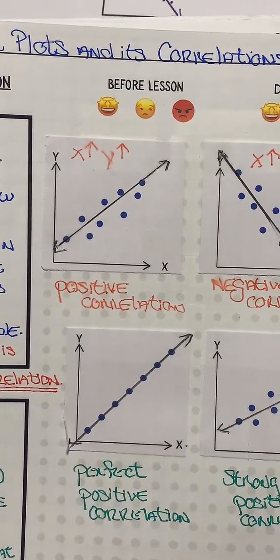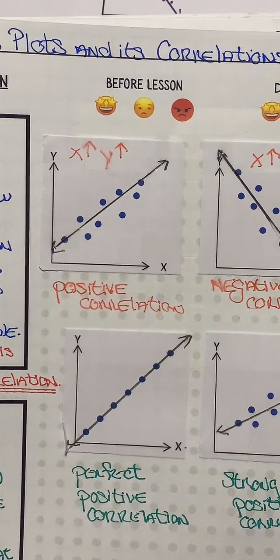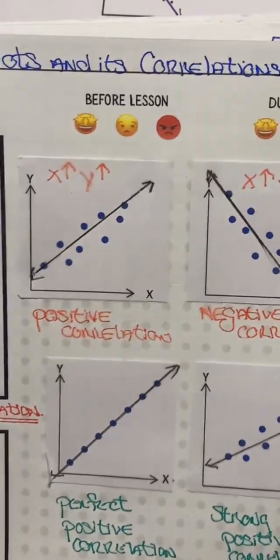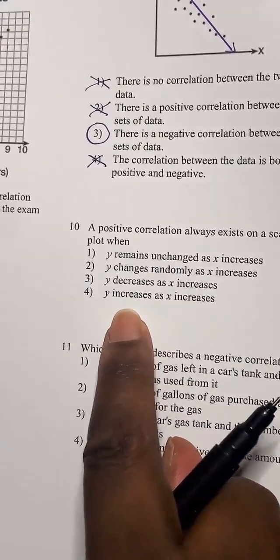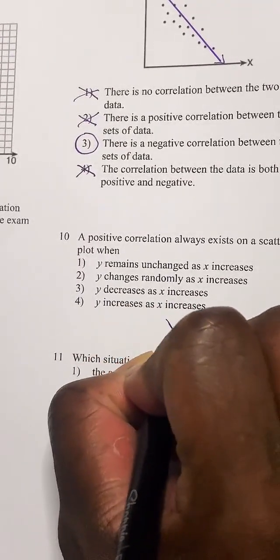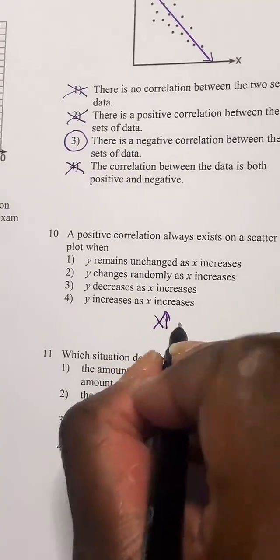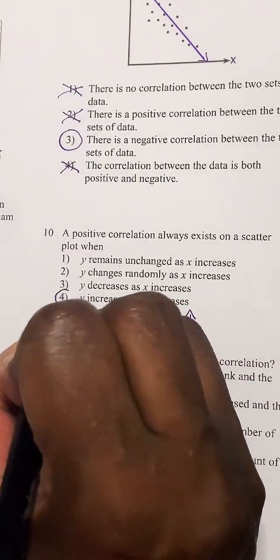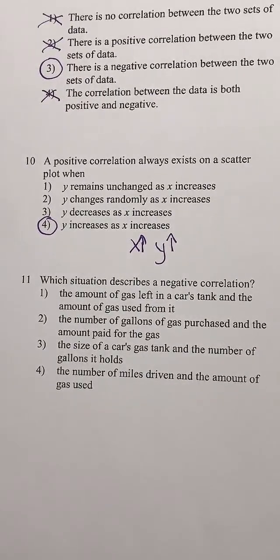Any questions until now? Yes. Positive correlation is another way of saying x and y are proportional, I think. Yep. So that means we're looking at when my x's are increasing and my y's are increasing. So it will be 4. Yes, so it will be 4.